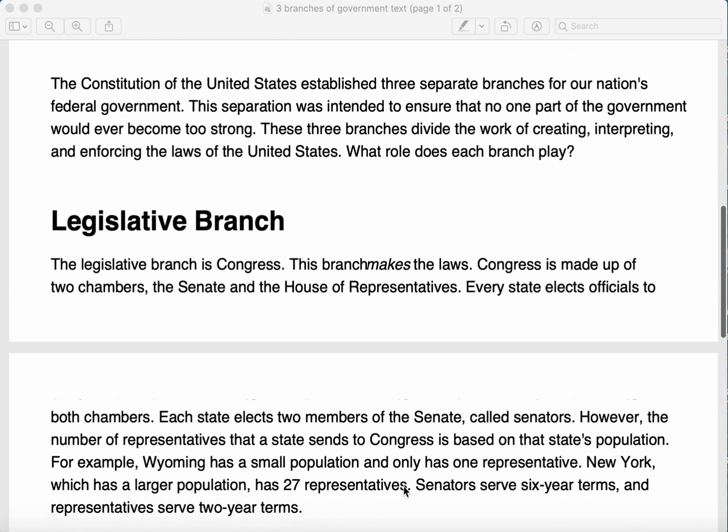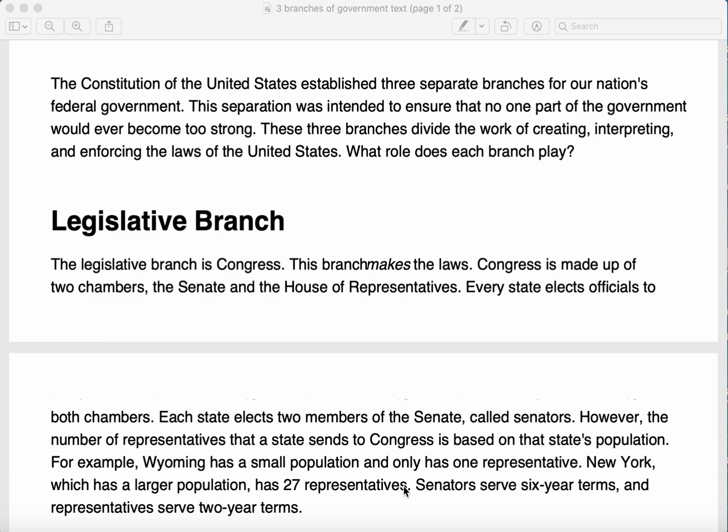The Constitution of the United States established three separate branches for our nation's federal government. This separation was intended to ensure that no one part of the government would ever become too strong. These three branches divide the work of creating, interpreting, and enforcing the laws of the United States. What role does each branch play?